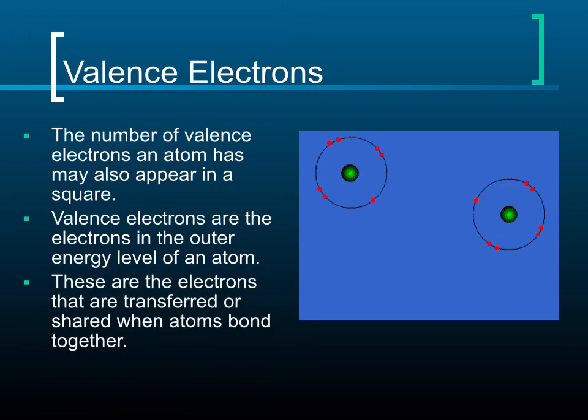Valence electrons. So we touched on this. Valence electrons are the number of electrons that are outside on the outermost shell. Valence electrons are only the outermost shell. So you can have 4 shells and it's only the ones on that 4th shell. And the reason that these are so important is because they're the electrons that actually move in bonding.